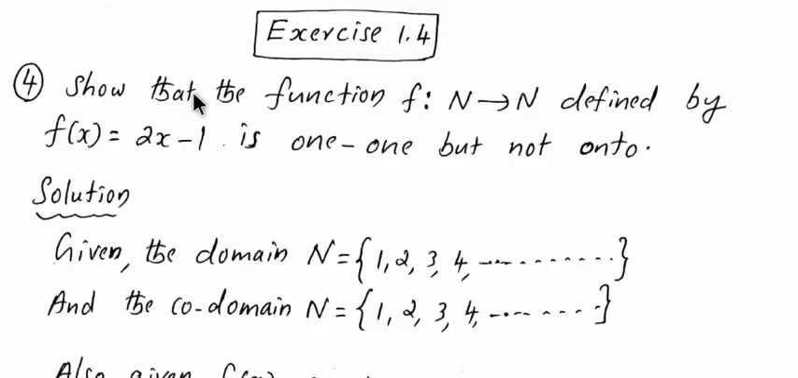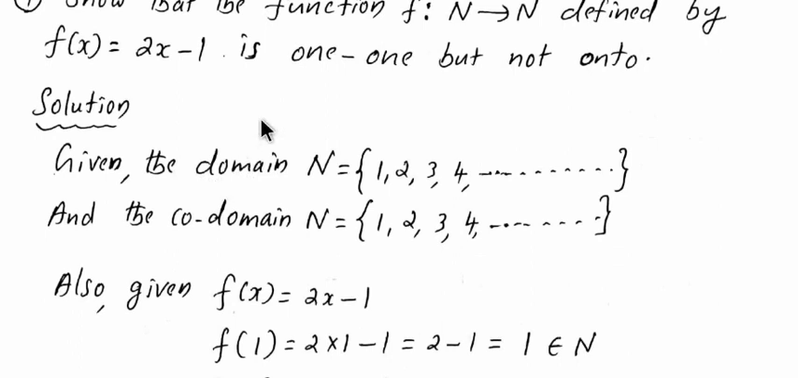Exercise 1.4, question number 4. Show that the function f mapping N to N defined by f(x) = 2x - 1 is one-one but not onto. Solution.